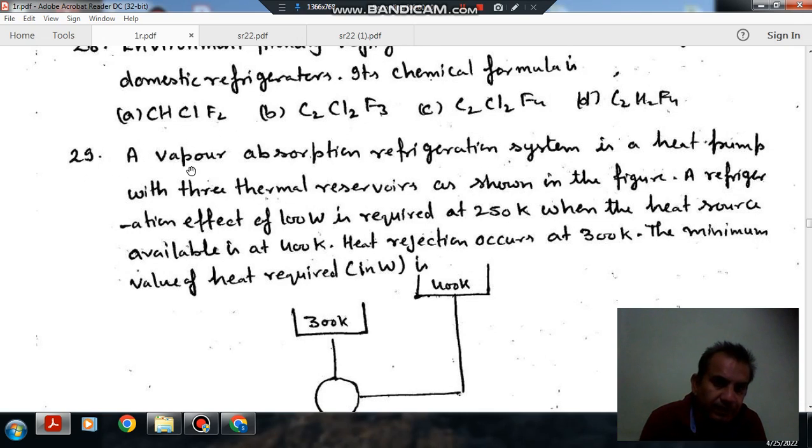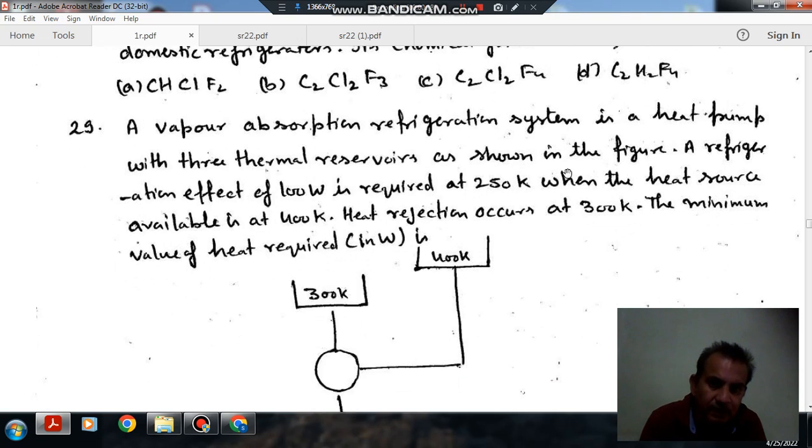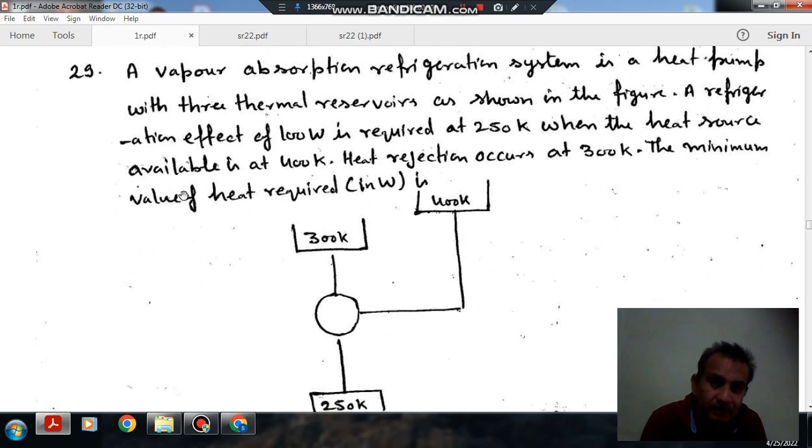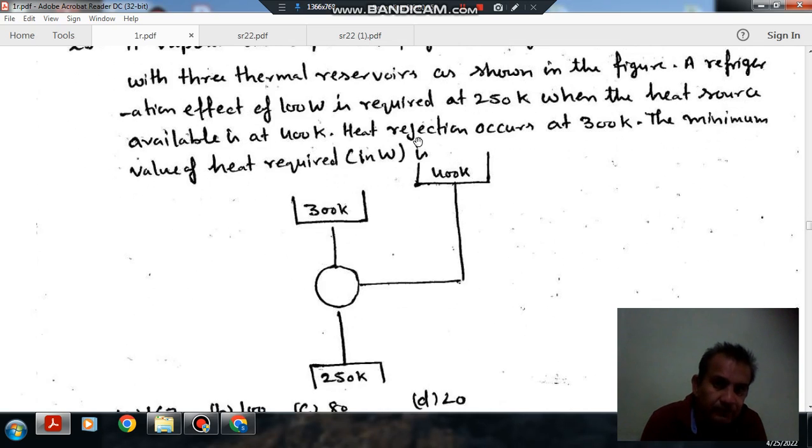Question number 29: a vapor absorption refrigeration system is a heat pump with three thermal reservoirs as shown in the figure. A refrigeration effect of 100 watt is required at 250 Kelvin. When the heat source available is at 400 Kelvin, the heat rejection occurs at 300 Kelvin.